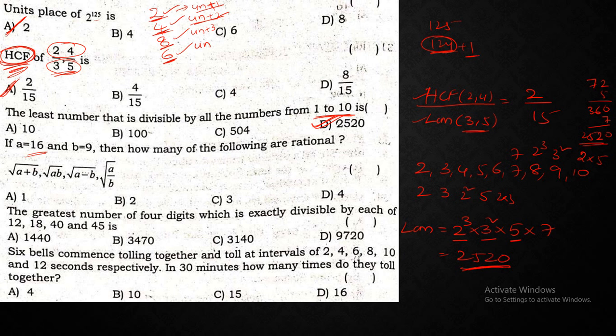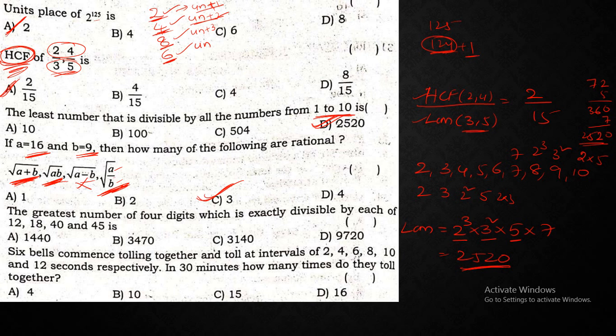Next, if A is equal to 16, B is equal to 9, how many are rational numbers? Among these 4 conditions, how many are rational numbers he is asking. 16 plus 9 is 25. Square root of 25 is a rational number, right? So this is a rational number. Next, 16 into 9. Square root of A into B means square root of A into square root of B, we can write. 16 is a perfect square, 9 is also a perfect square. So this is also a rational number. 16 minus 9 is 7. So root 7 is not a rational number. Root A by root B, I can write as root A by root B. Since A and B are perfect squares, this is also a rational number. So how many are there? We got 3 rational numbers.